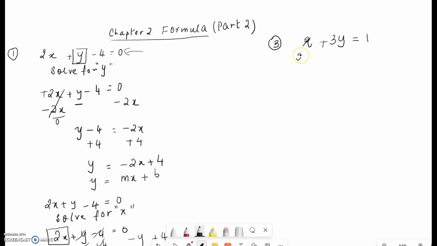We have the equation x plus 3y equals 1. It's an equation of a straight line. Let's say we want to solve for y, which means we want to get y by itself on one side, which means to begin with, I need to get rid of the x on the left side. So how do I get rid of it? x is added. That's a plus. It's added to 3y, so I can subtract the x from both sides.